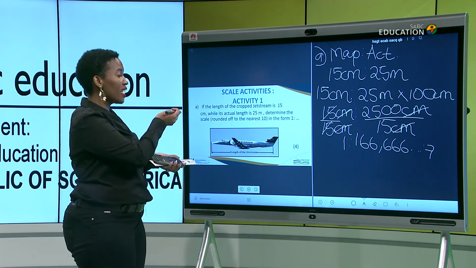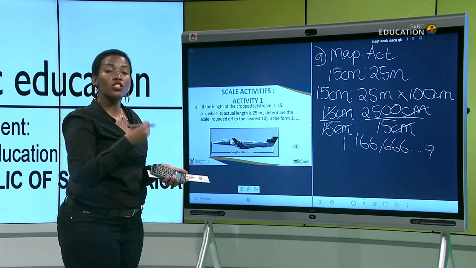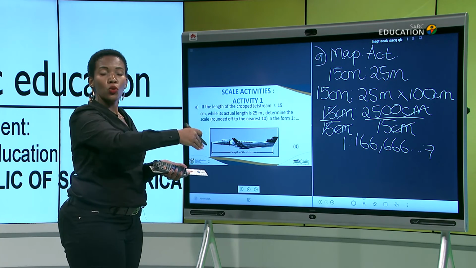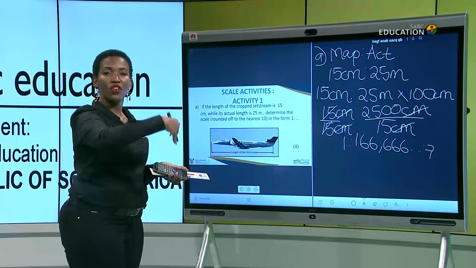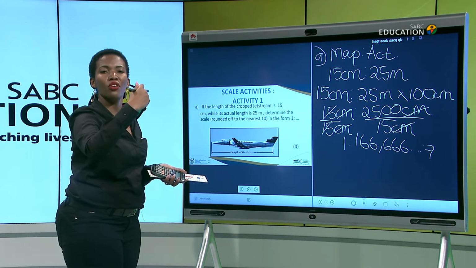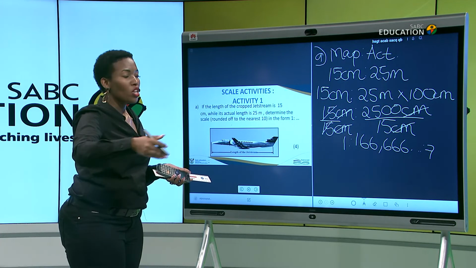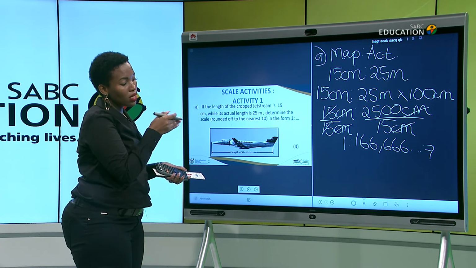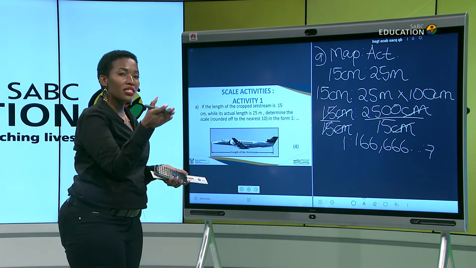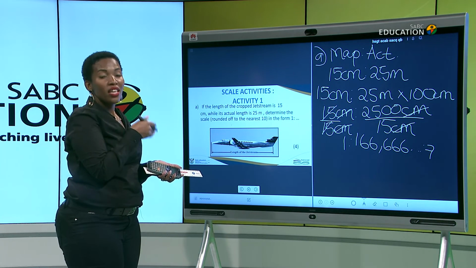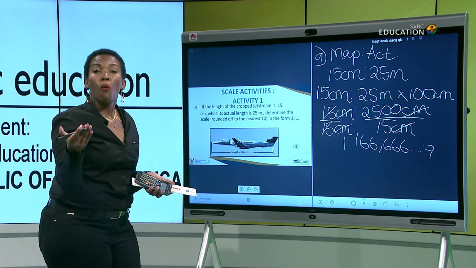What does it mean to the nearest 10? It means our answer has to be in multiples of 10. So it can either be 160, 170, 180, 190, 200. It can't be 166. It can't be 175. So you ask yourself, from 166.6, is it nearer to 170, or is it nearer to 160? The answer is it is nearer to 170.